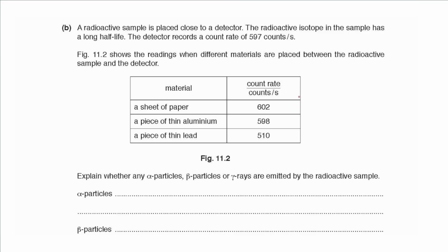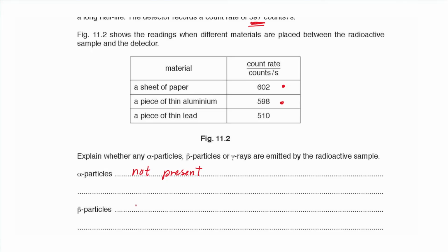So first, the reading was 602 with the paper between the source and the detector, and the initial reading was 597. These are very close to each other, so there is no significant decrease when adding a sheet of paper, so alpha particles are not emitted. Adding a piece of aluminum should decrease the amount of radiation if beta particles were present, but 598 is very close to 597, so no significant decrease. So beta particles are not emitted.